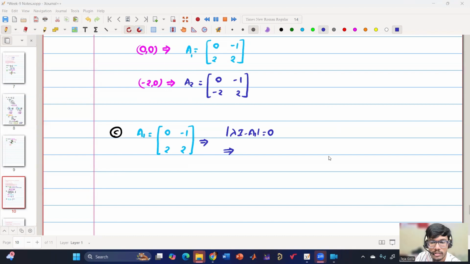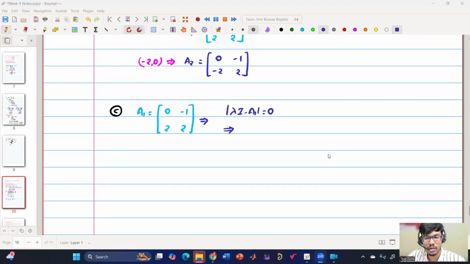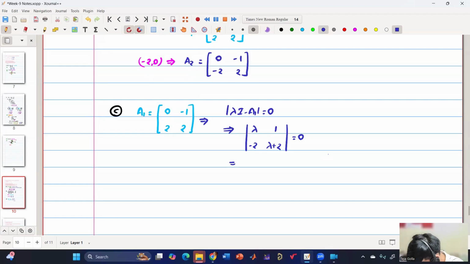Yes, okay. So now, determinant of λI minus A1. If we calculate, we will get λ plus 1, minus 2, λ plus 2. The determinant of this is 0. If you solve it, you will get λ² plus 2λ plus 2 equals 0. Can you calculate the eigenvalues for this and let me know what eigenvalues you are getting?